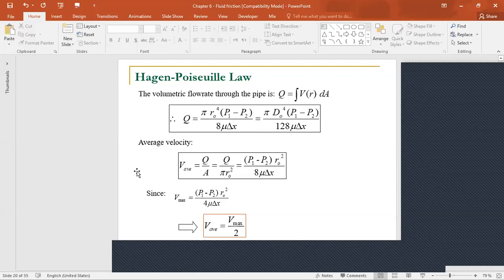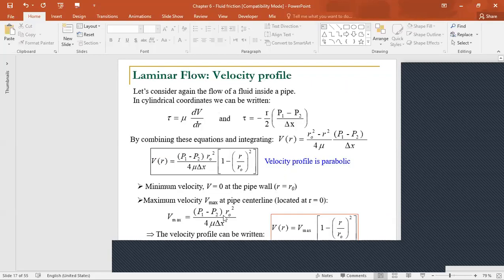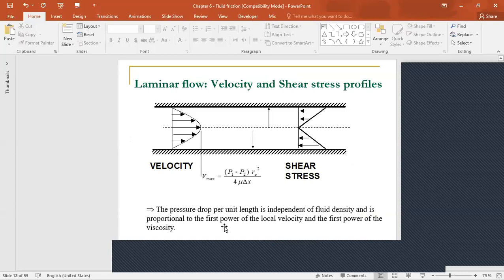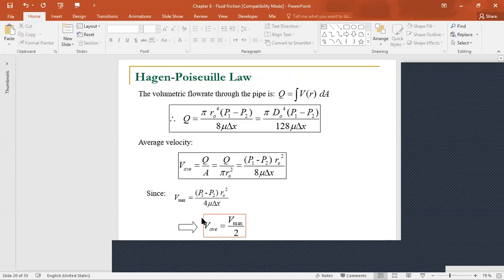However, the maximum velocity is equal to this magnitude. Where did we get this from? The average velocity is based on Q over A, but the maximum velocity is from this relationship here, which represents the magnitude that we derived last time. So this is the maximum velocity, and this is the average velocity.